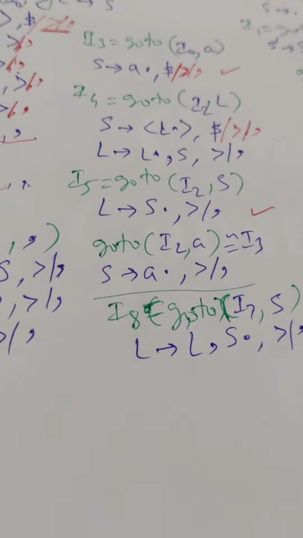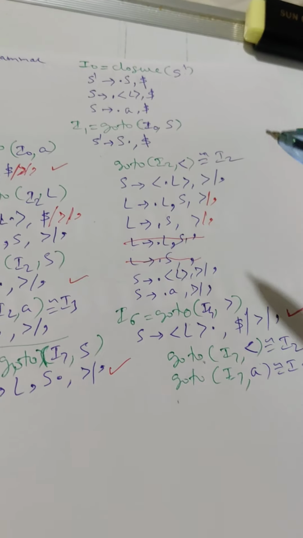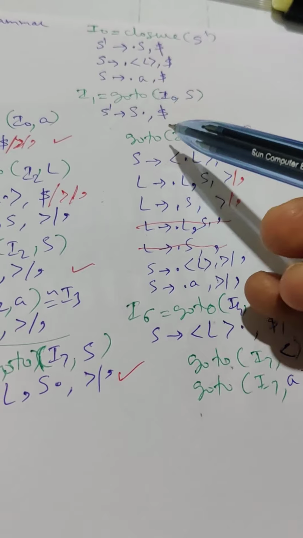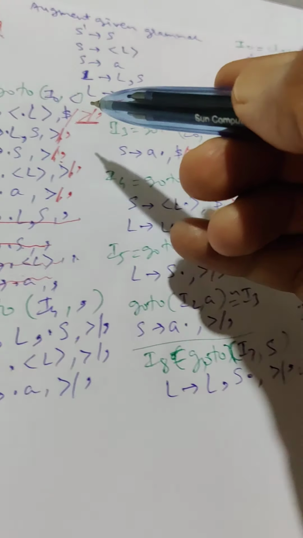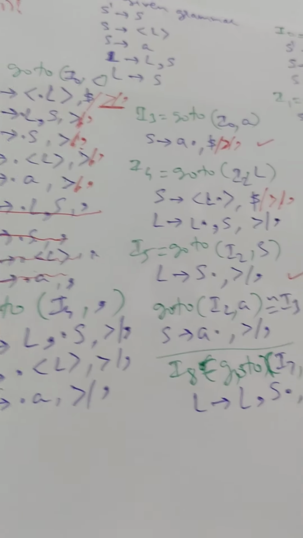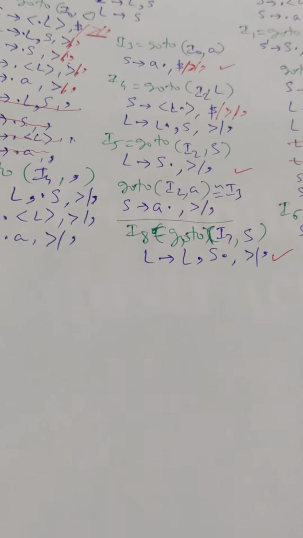We got a total of 8 items here, and because of merging, items are reduced now, and some gotos here. So how many gotos did we get? 1 2 3 4 5 6 7 8 9 10, here 11 12. We got 12 gotos here for this. Now let's construct the parsing table.